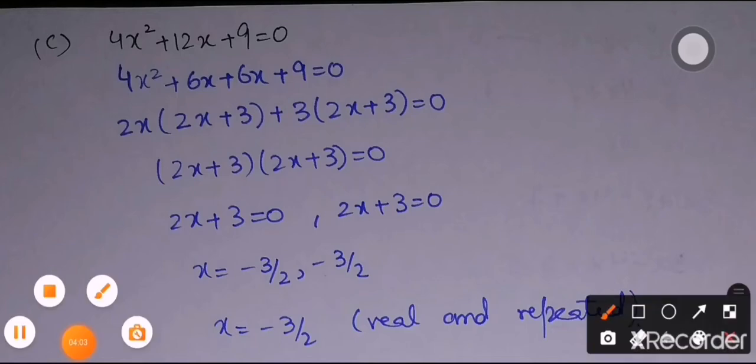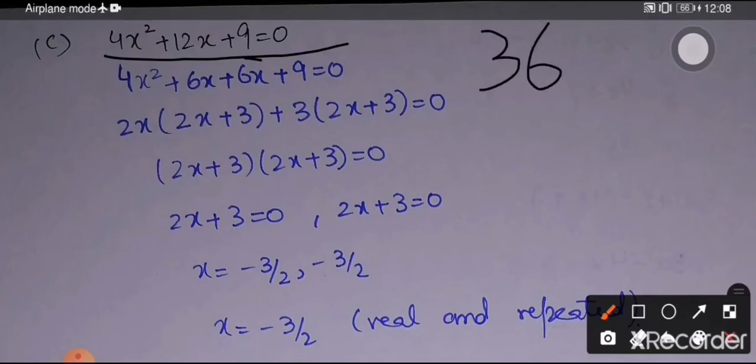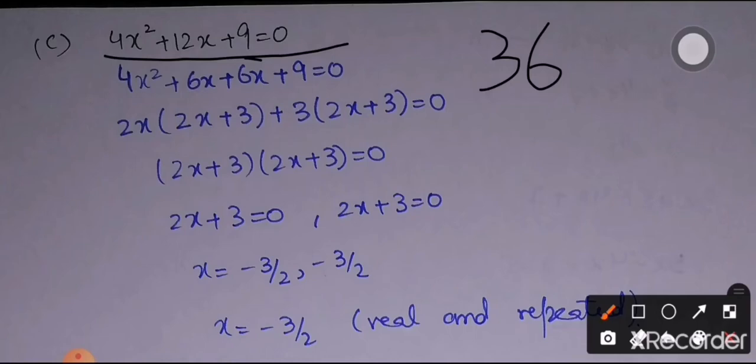Next we have part C from the same match problem: 4x square plus 12x plus 9 is equal to 0. Again for the midterm breaking, I will multiply the first and last coefficient. So 4 into 9 is 36. Now we will find the factors of 36 which are going to have 12 as an answer after addition.